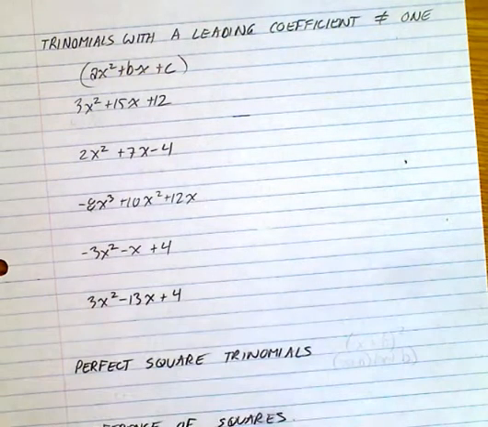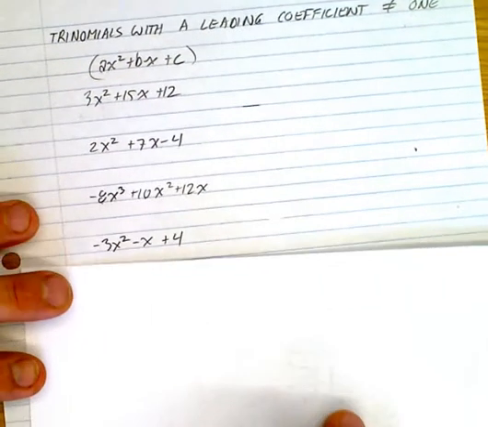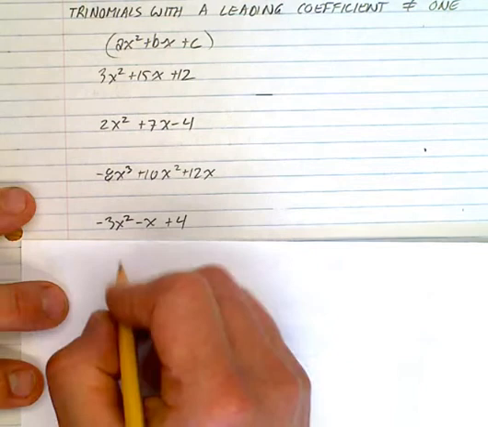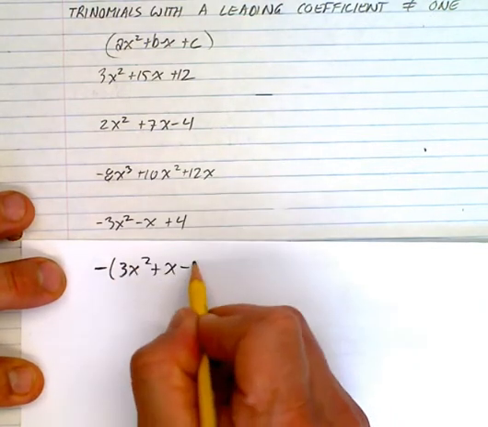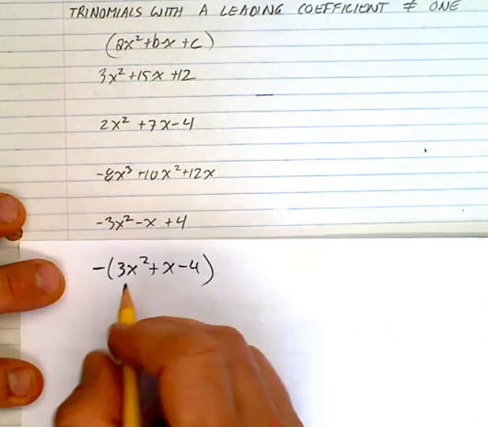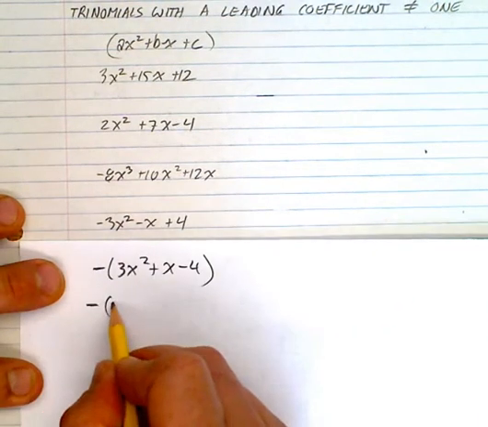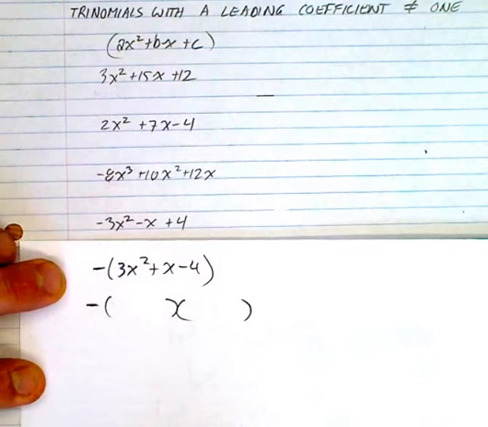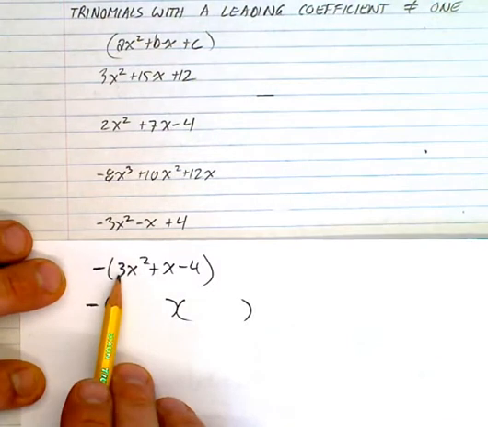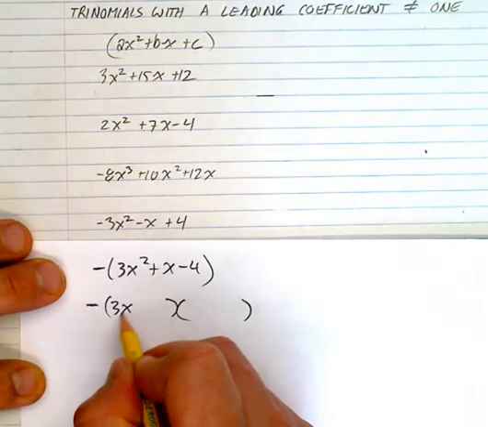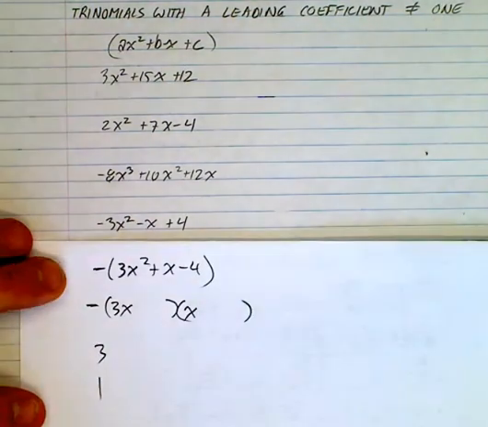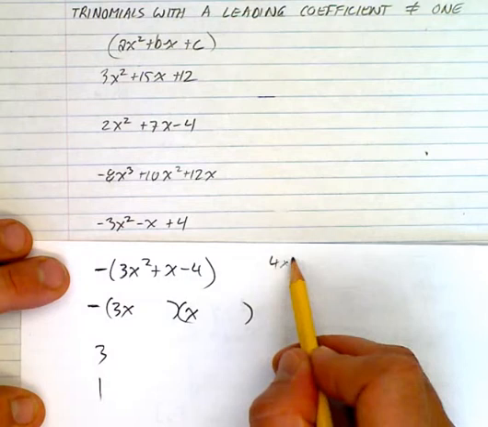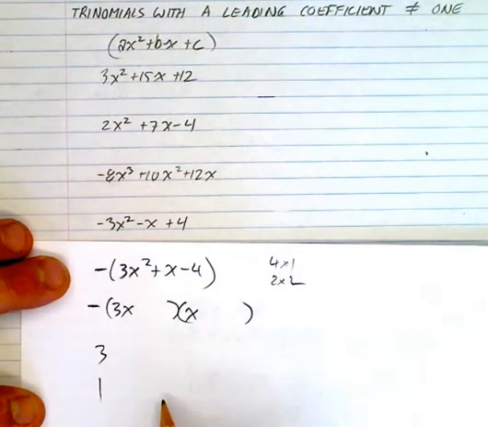A couple others here. In this case, I can factor out a negative. You're left with 3x squared plus x minus 4. Let's see what we can put in here. For 3x squared, not any other choice but 3x and x. But let's do it our other way as well, 3 and 1. So now we got 4 times 1 or 2 times 2. Those are the numbers that can go here.